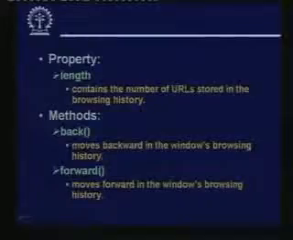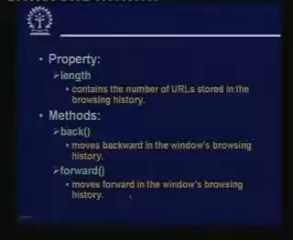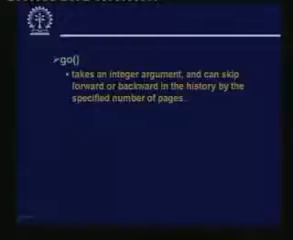And instead of moving back and forward by a single page in the history at a time, you can also use the go method, which takes as argument an integer which specifies the number of pages to skip in the history list. Like if you give go(5), it will be the 5th page in the future. If you give go(-3), the 3rd page in the past. So, in this way you can skip an arbitrary number of pages to go forward and backward in the history list.